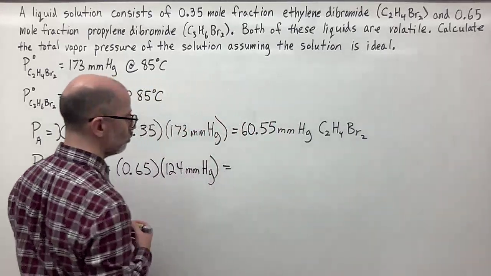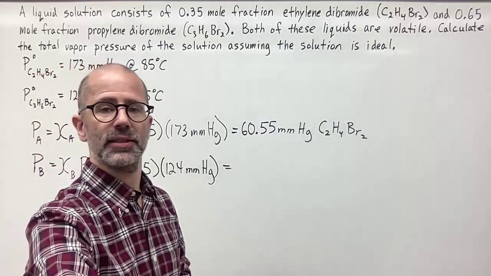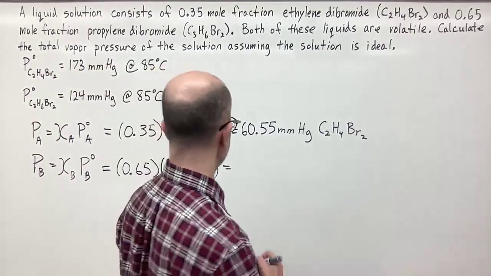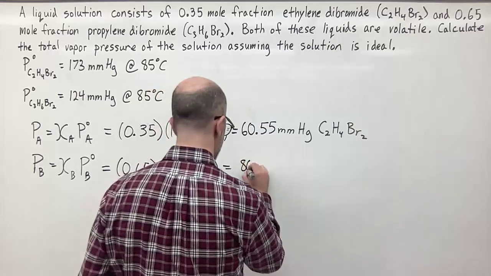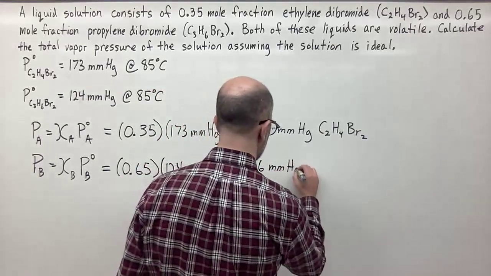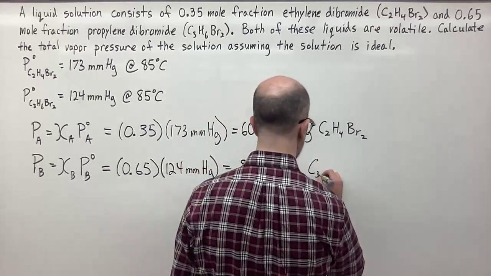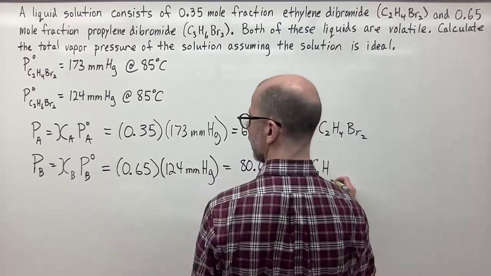And when we calculate this, we get 80.6 millimeters of mercury of the propylene dibromide.